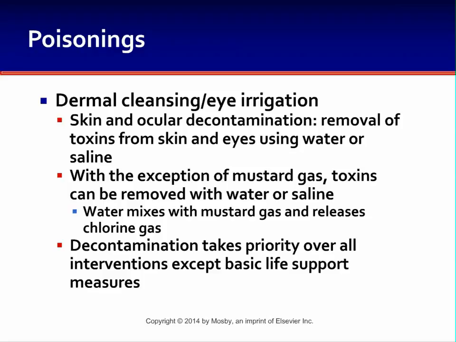Dermal cleansing and eye irrigation are used. Skin and ocular decontamination is the removal of toxins from the skin and eyes using water or saline. With the exception of mustard gas, toxins can be removed with water or saline. Water mixes with mustard gas and releases chlorine gas. Decontamination takes priority over all interventions except basic life support measures.